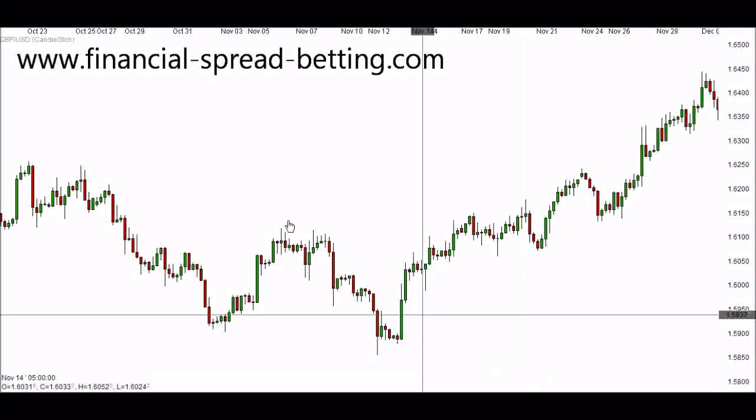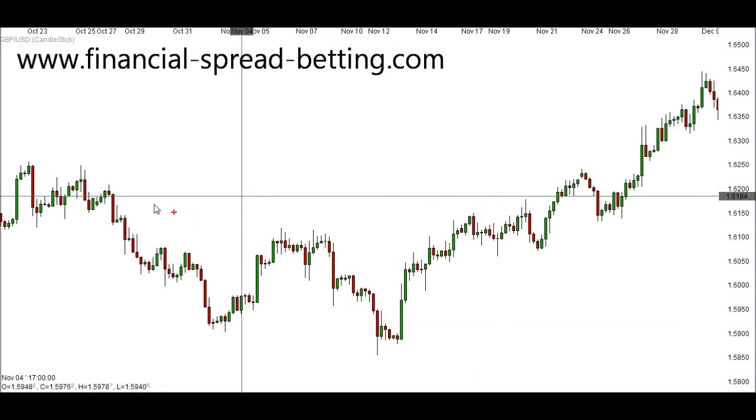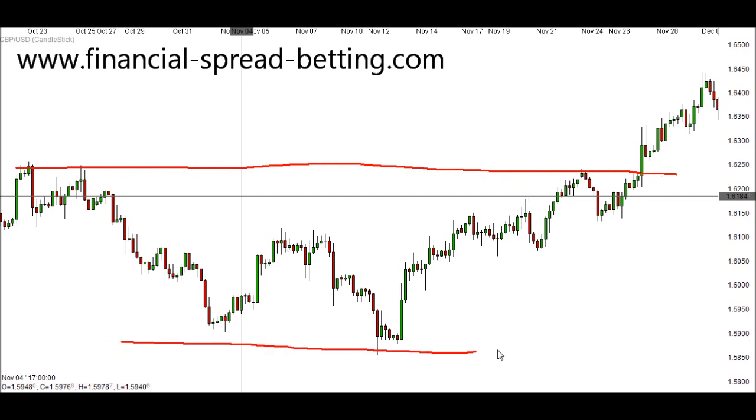And with a ranging market, if price has broken the resistance or support, we now know to no longer use the support and resistance lines as areas to open and close positions.